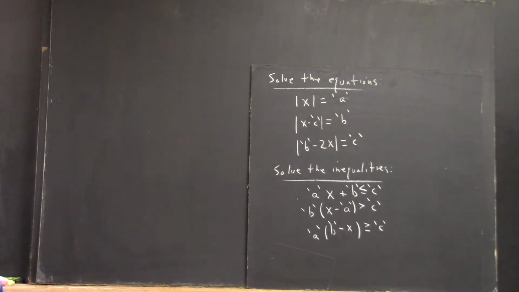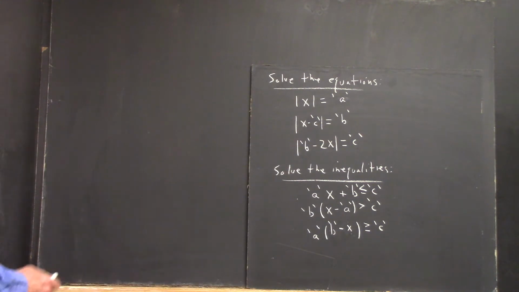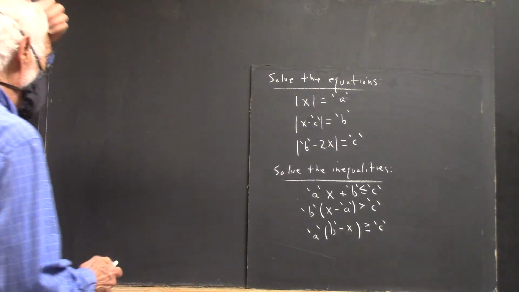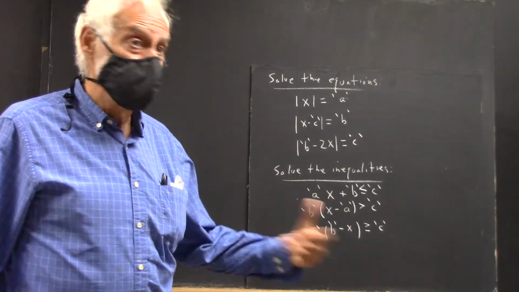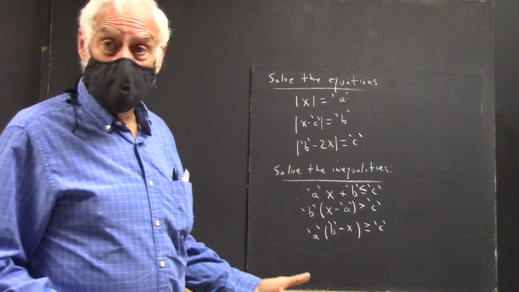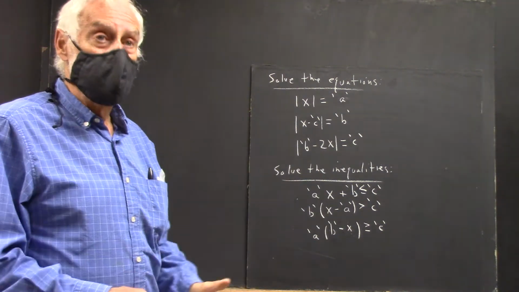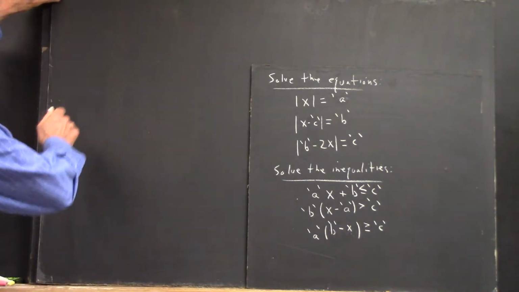Now, the first thing that people are missing is that if you have an absolute value sign equation, you can't just remove the absolute value signs and solve the resulting equation. You haven't solved the absolute value equation if you remove the absolute value signs. Okay?